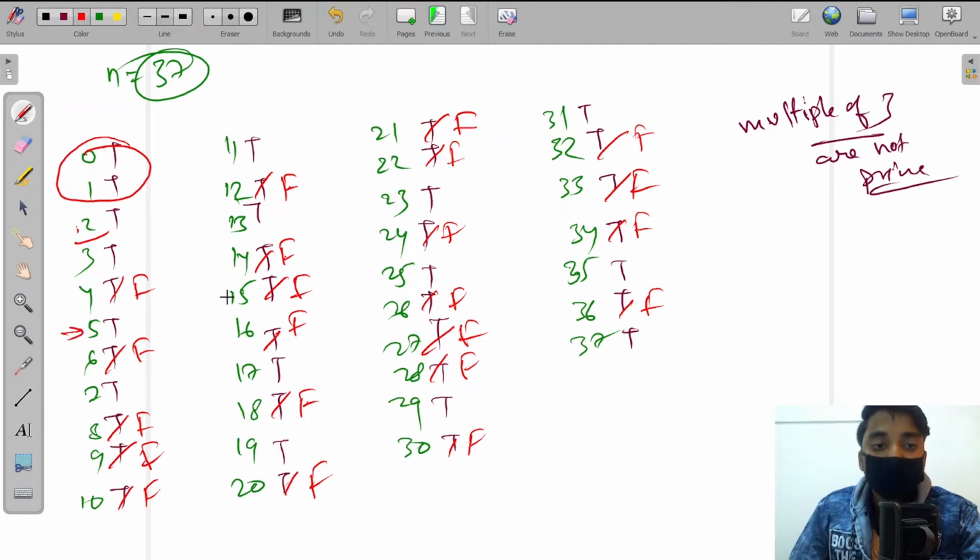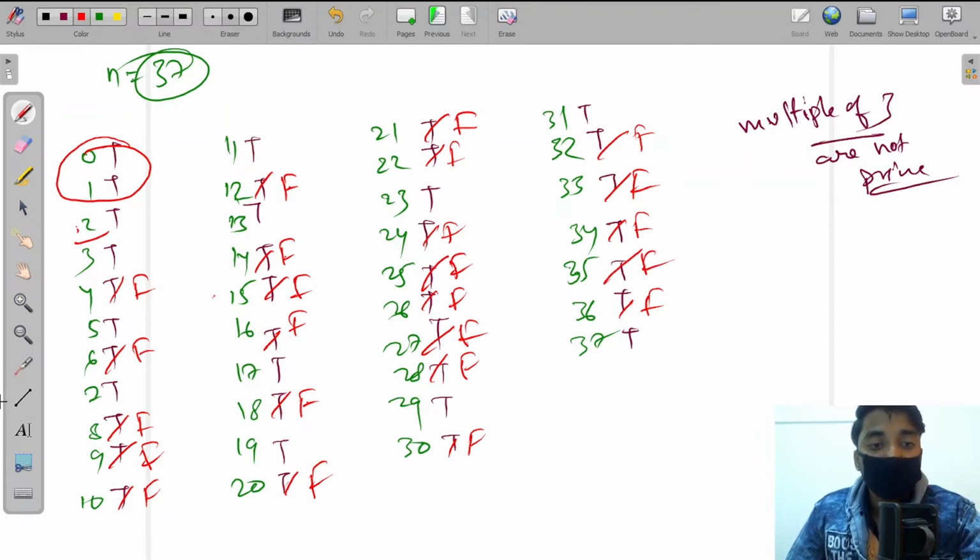So next is 5. 5 is true. This means no previous number is a factor of 5. So this means we need to unmark all the multiples of 5. 5 is a prime number, so multiples of 5 should not be prime numbers. So here the multiples of 5 are 10 already false, 15 already false, 20 already false, 25 false, 30 already false, 35 false.